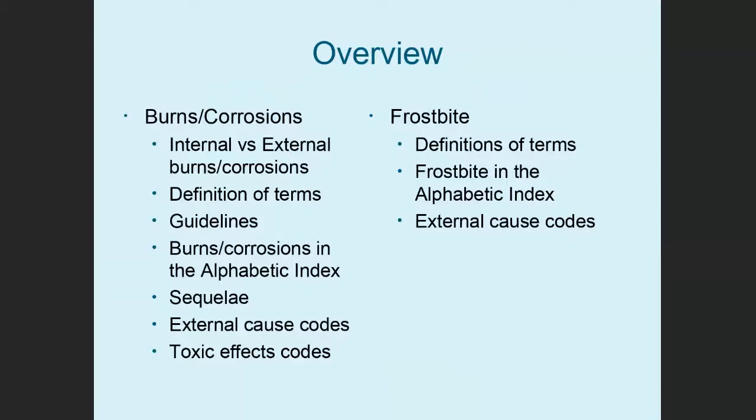Here's an overview of what I'll be discussing. For burns and corrosions, I'll talk about the different codes for internal and external burns and corrosions, definitions of terms, the guidelines, how to look these up in the alphabetic index, how to code for sequelae, and external cause codes and toxic effects codes associated with burns and corrosions. Then I'll talk about frostbite, definition of terms, how to look up frostbite in the alphabetic index, and associated external cause codes.